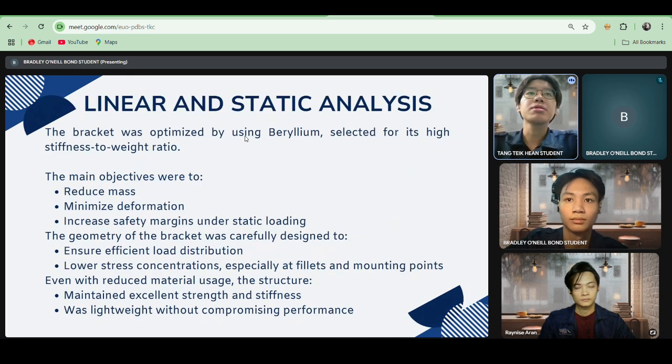The bracket was optimized by using beryllium, selected for its high stiffness to weight ratio. The main objectives were to reduce the mass, minimize the deformation, and increase the safety margin under static loading. The geometry of the bracket was carefully designed to ensure efficient load distribution and to lower the stress concentration, especially at fillets and mounting points. Even with reduced material usage, the structure still maintained excellent strength and stiffness. It was lightweight without compromising performance.